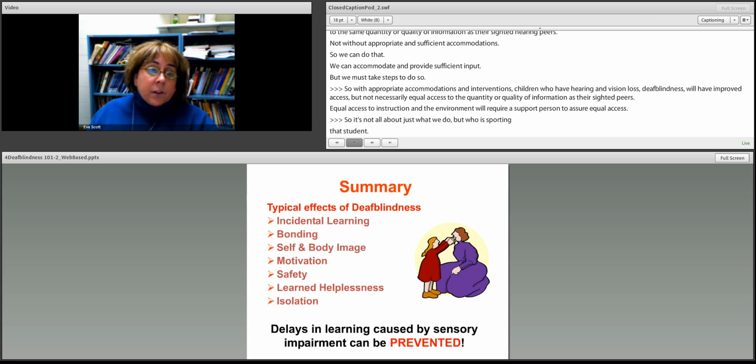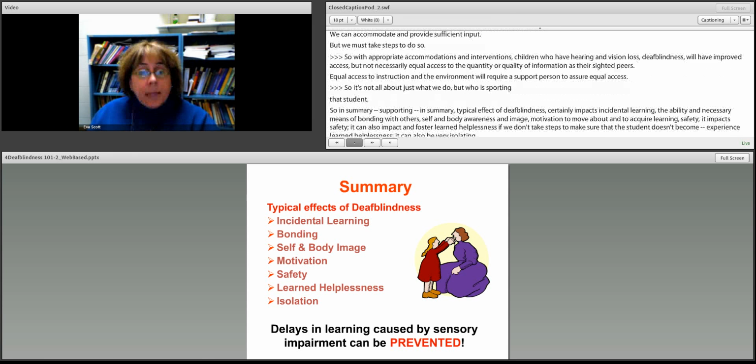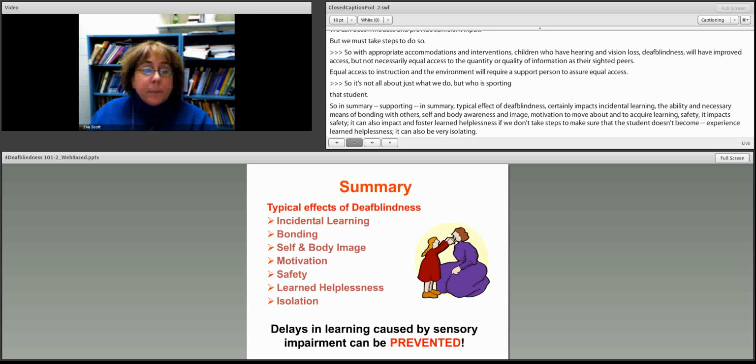Delays in learning caused by sensory impairment can be prevented. All of these effects can be prevented.